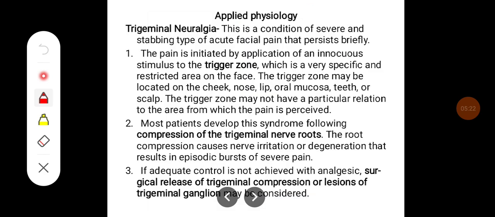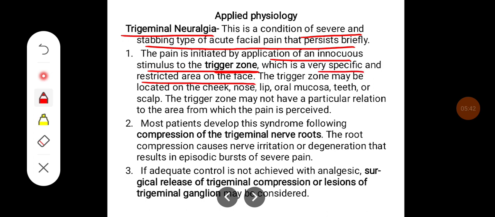Some of the applied aspects related to the trigeminal nerve: the trigeminal neuralgia. This is a condition of severe and stabbing type of acute facial pain that persists briefly. The pain is initiated by application of an innocuous stimuli to the trigger zone, which is a very specific and restricted area on the face. The trigger zone may be located in the cheek, nose, lip, oral mucosa, teeth, or scalp. The trigger zone may not have a particular relation to the area from which the pain is perceived.